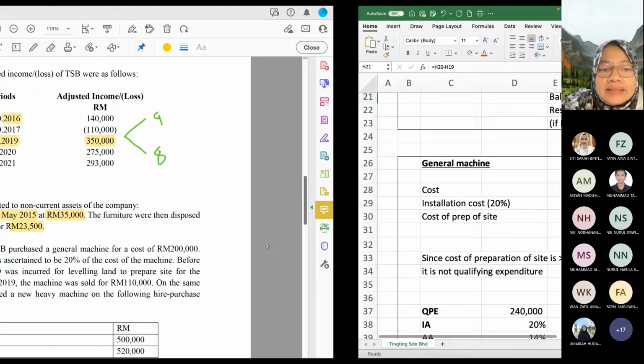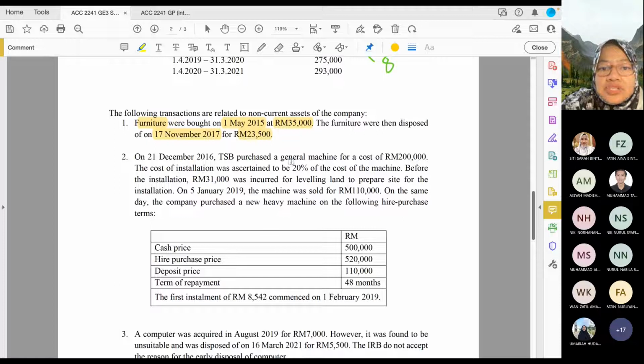For the second item, you have a machine. It's a general machine.